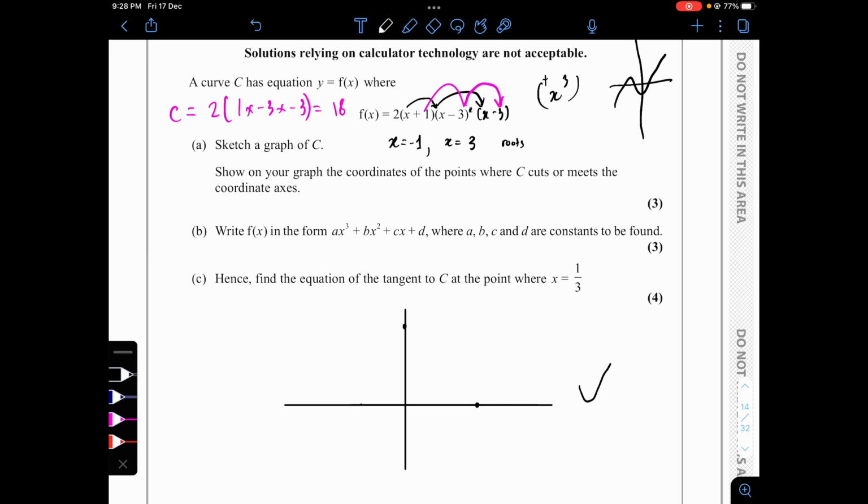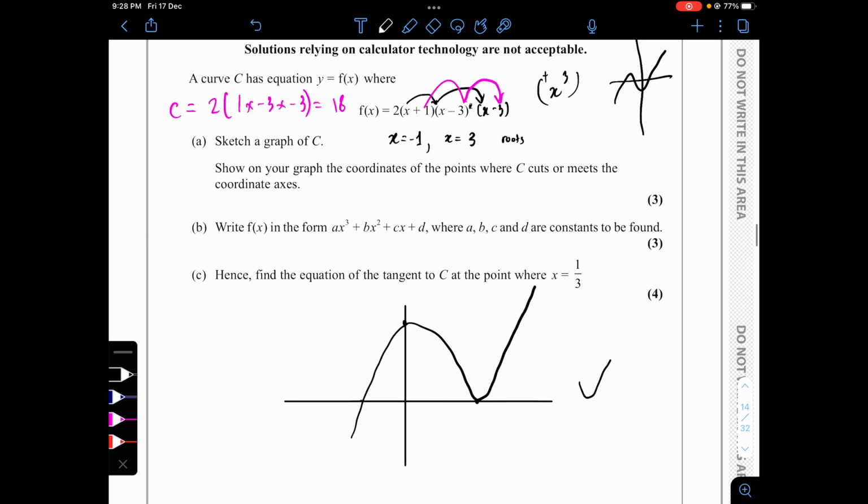So it takes a couple tries, but do it slowly. And this has to be a bit more curved. I'll just do a bit more curved like this. And this is around about what you want. And we have to now also label it. So this will be -1, 0. This will be 0, 18. And this will be our 3 and 0. So that's our part A.